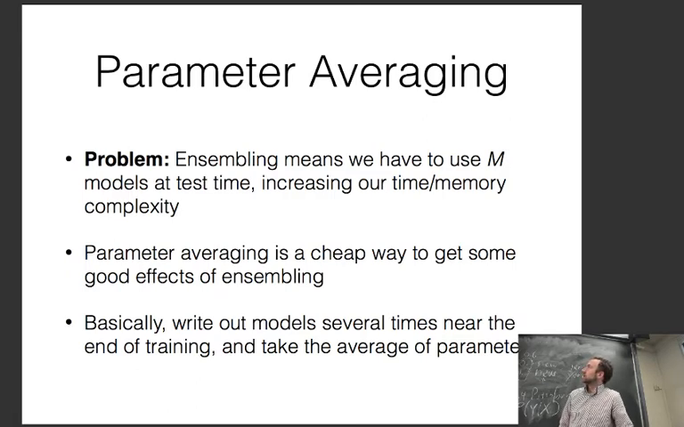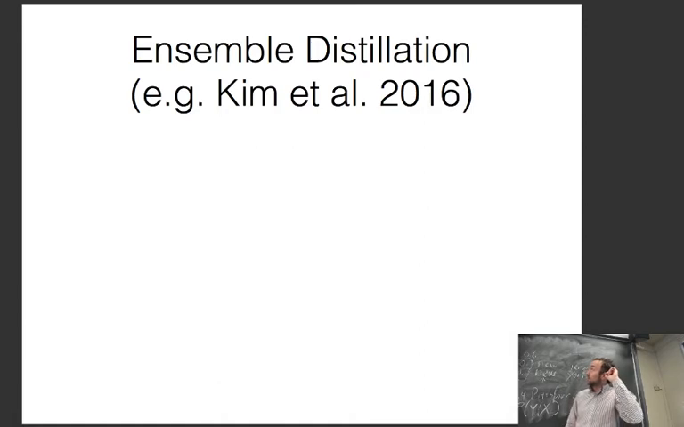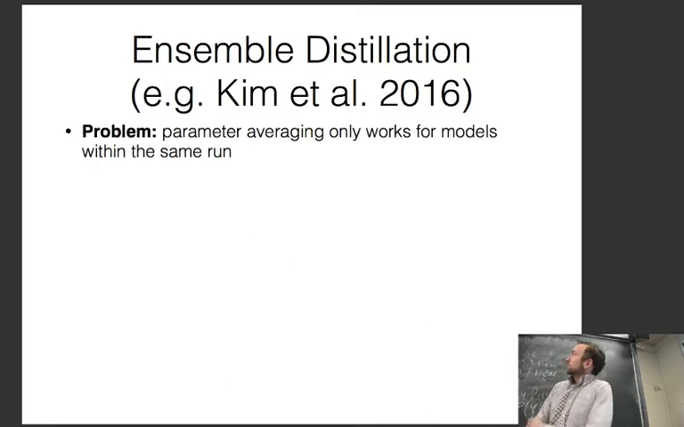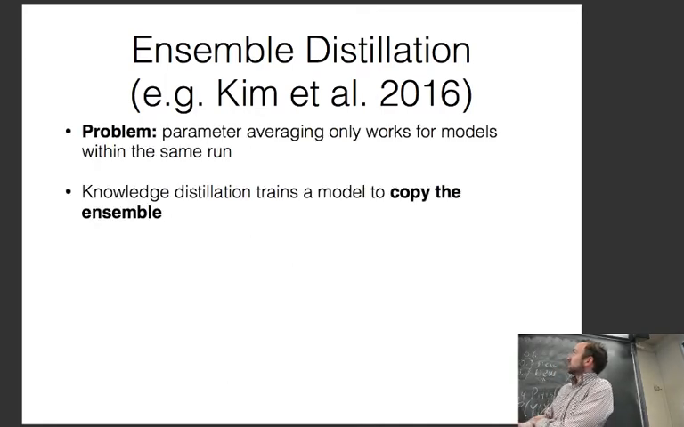Okay, I will move on. Another thing that's kind of interesting is ensemble distillation. The big disadvantage of ensembling is this: it gives you huge accuracy gains, so it's very useful, but at test time, when you want to actually deploy the system, you get this huge ensemble of models with tons of parameters and tons of calculation time. So knowledge distillation trains a model to copy the ensemble.